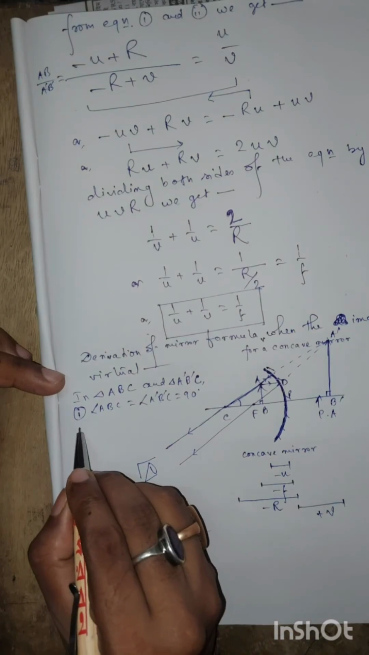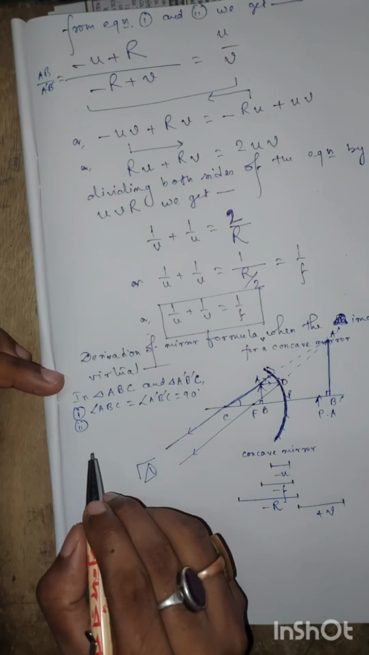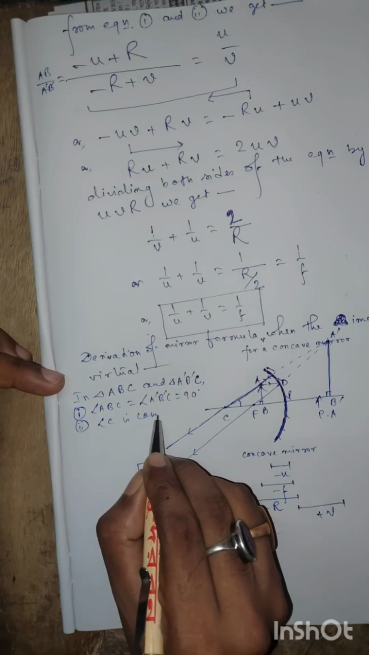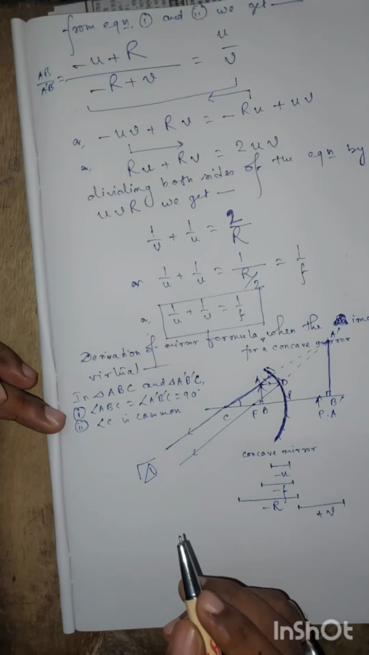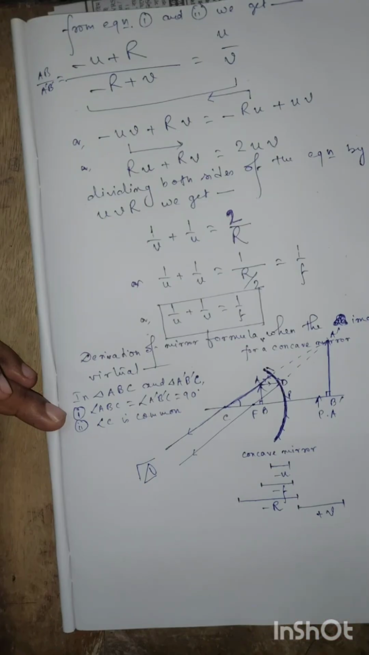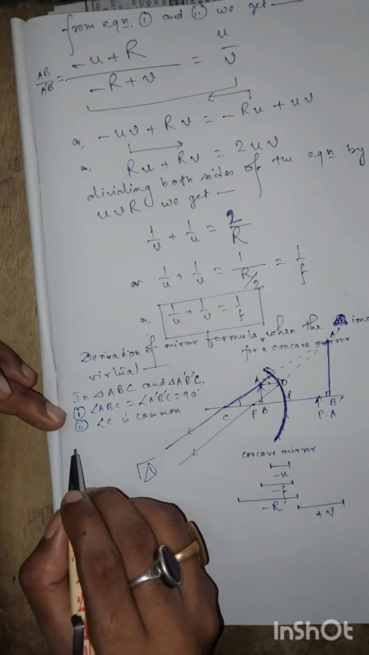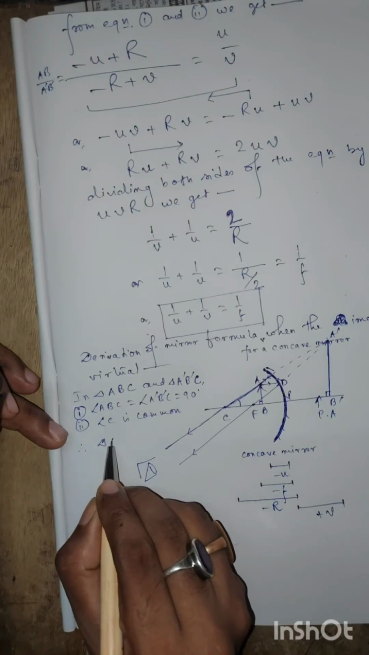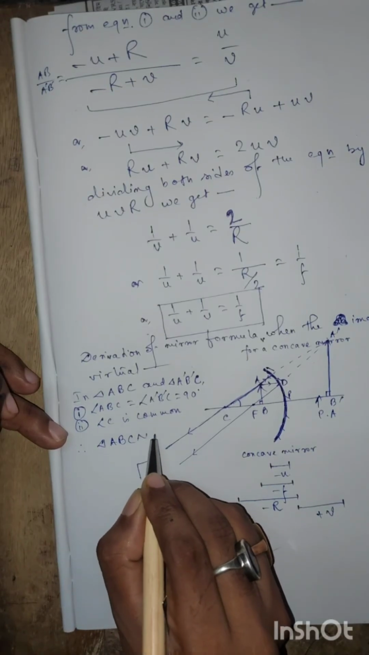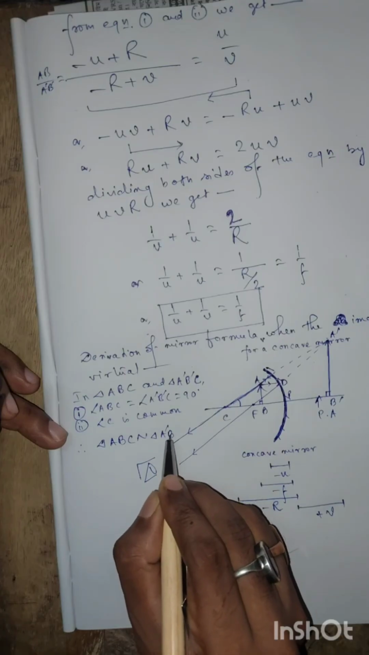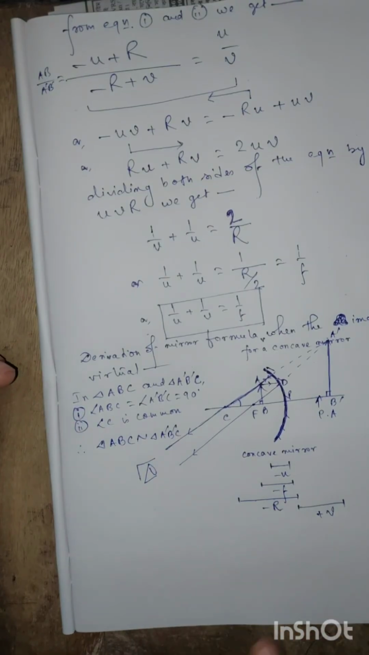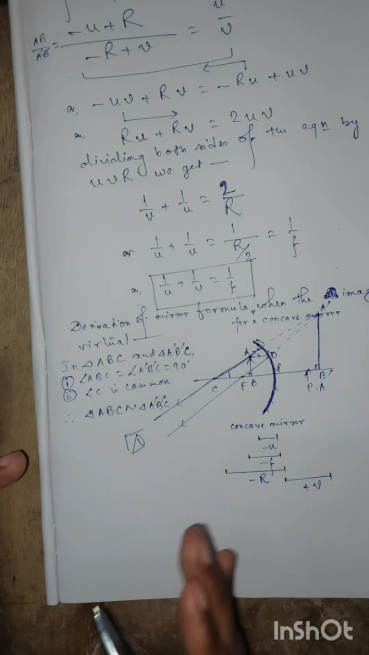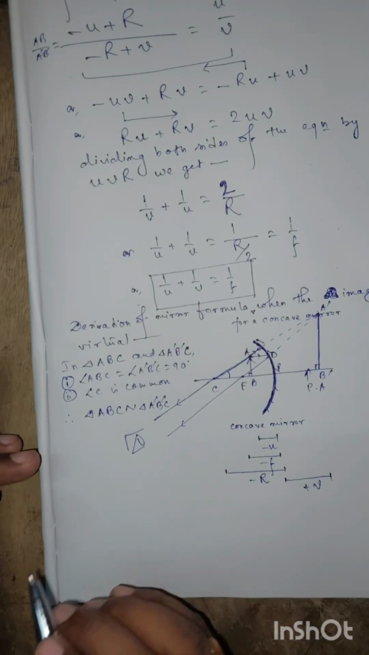Okay, number 2, angle C is common. So obviously the third angle will also be equal. Therefore, these two triangles are similar. When these two triangles are similar, the ratio of corresponding sides will also be equal.